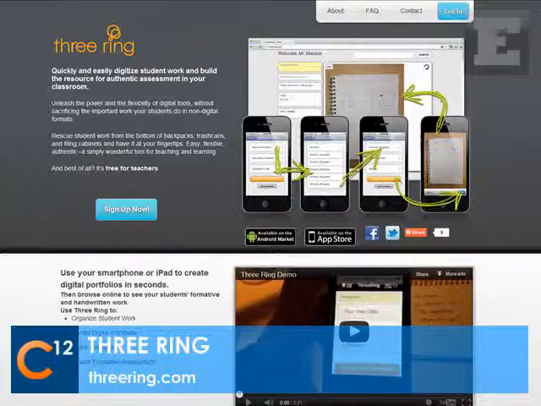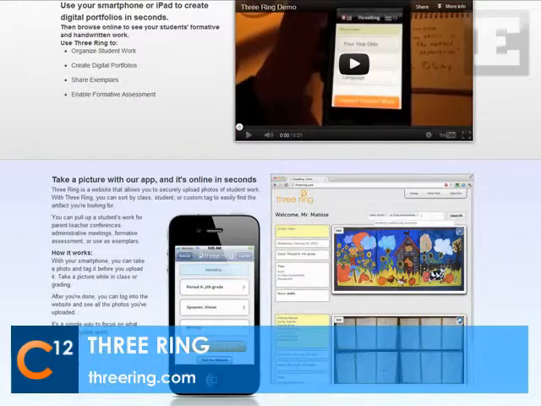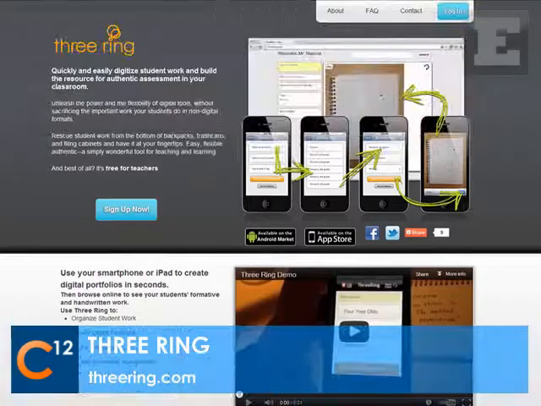But the first tool that he recommended, and my favorite of the ones that he recommended, was called 3Ring. And 3Ring is a really, really powerful tool that allows you to essentially build portfolios. If we think about a 3Ring binder, and we're organizing all of our student content, then we're putting it into a binder. As a teacher, I always had the best of intentions with having folders for students and keeping everything together and being able to organize.